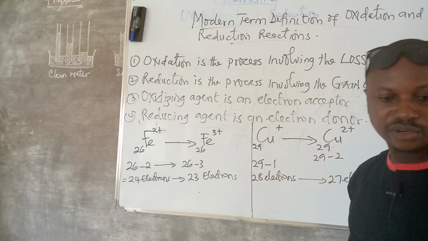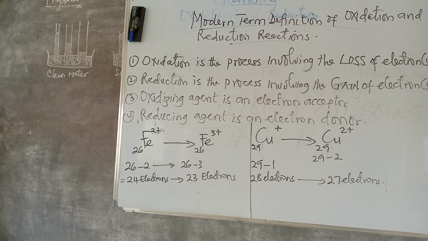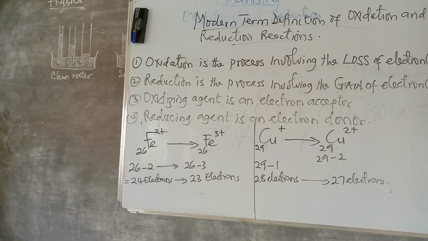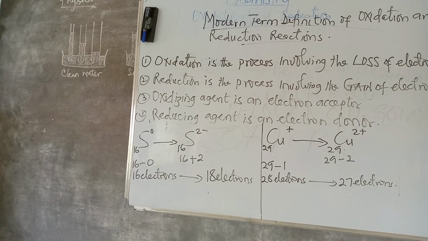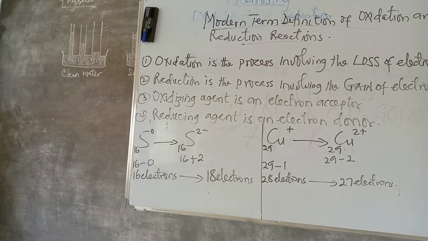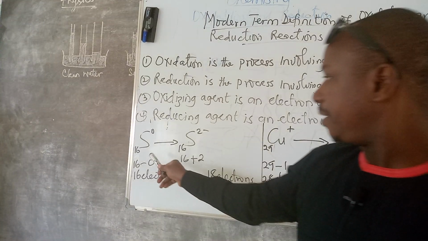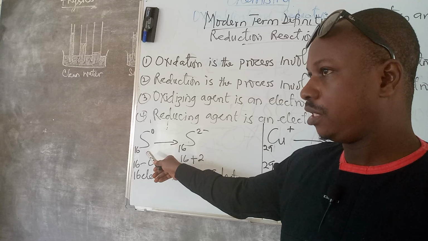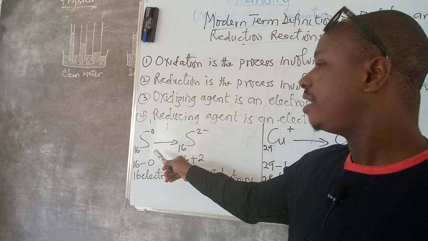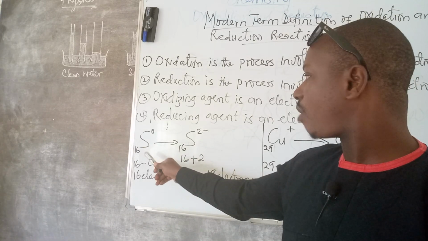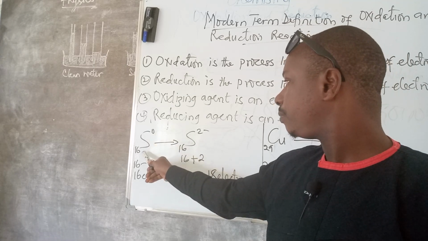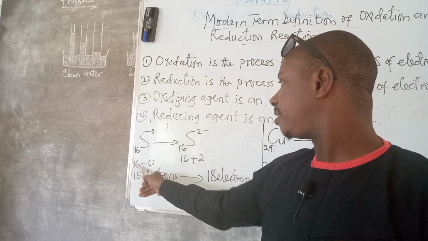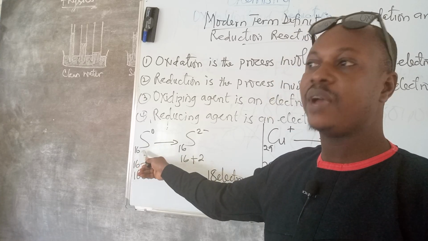Let me now show you an example of a reduction reaction. Quickly, let's take that of reduction. I'm still sticking to the examples I cited before. Sulfur. If you watch now, the sulfur atomic number is 16, which means it has 16 electrons. So that sulfur atom, in 0 oxidation state, 16 minus 0, the 16 electrons is still intact.